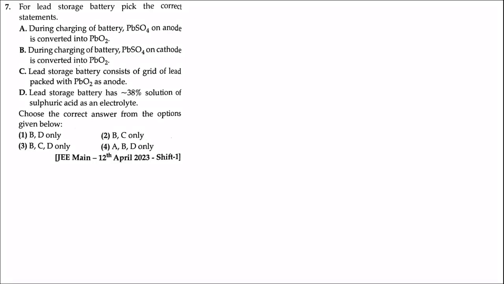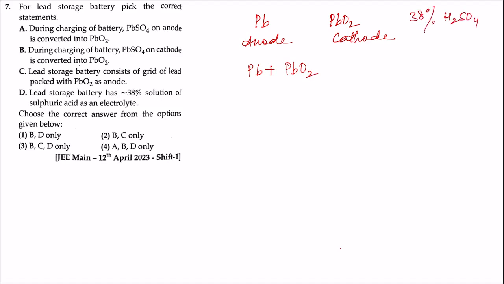For lead storage battery, pick the correct statements. Now lead storage battery consists of lead anode and a grid of lead containing PbO2 as cathode. This is anode, this is cathode, and lead and PbO2. The electrolyte solution used is 38% of sulfuric acid. So lead plus PbO2 plus H2SO4 will form PbSO4 plus H2O.